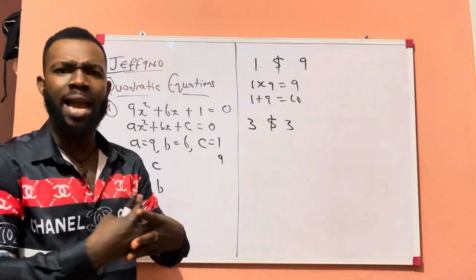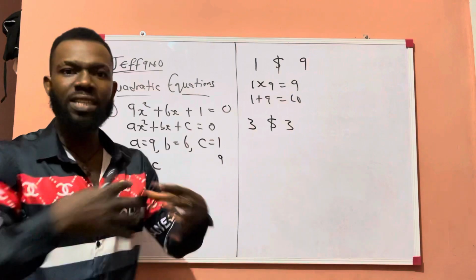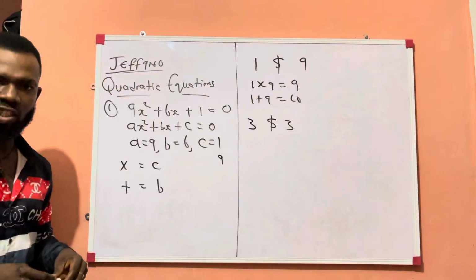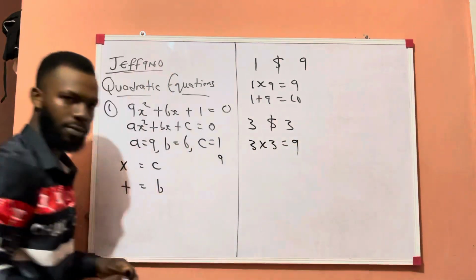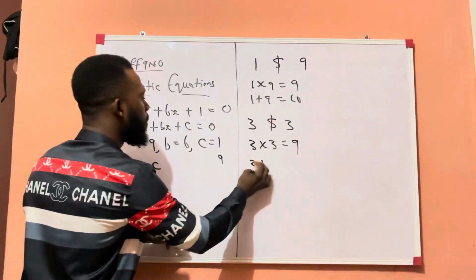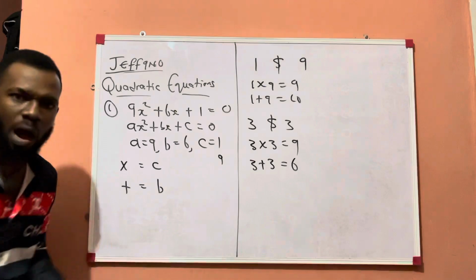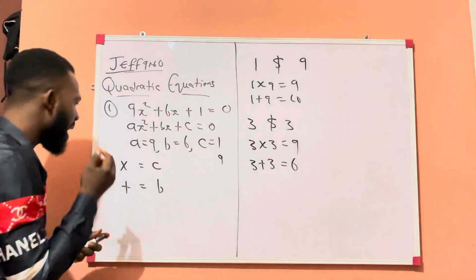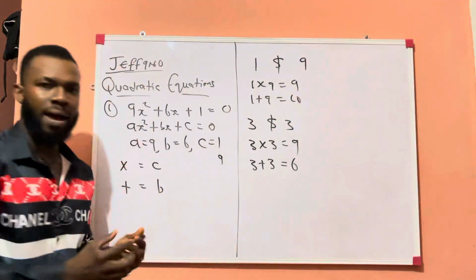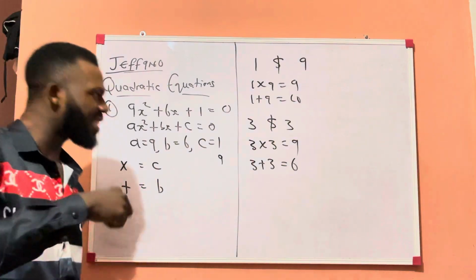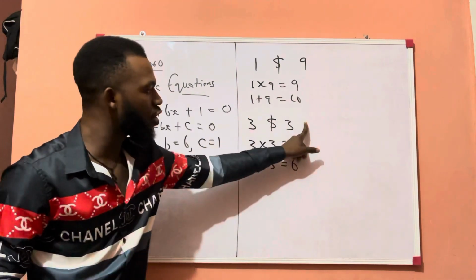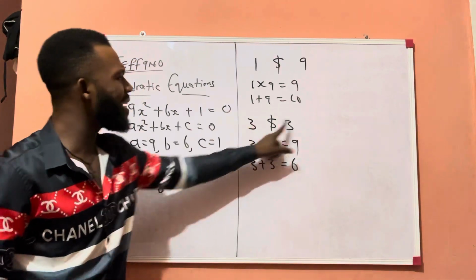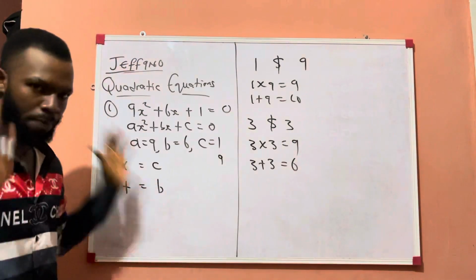Now, let us multiply if we are going to get 9, and let us add if we are going to get 6. Now, 3 times 3 is 9. 3 plus 3 is 6. Now, what does that mean? It means that the 2 numbers that we shall be using in this math is 3 and 3. Because why? When we multiply 3 together, we got 9. And when we added 3 together, we got 6, which is our b.